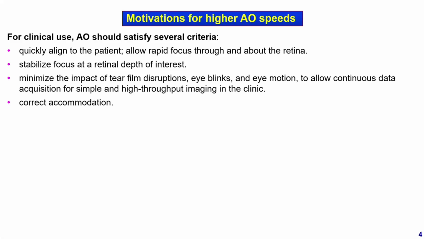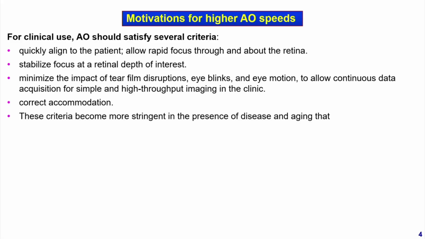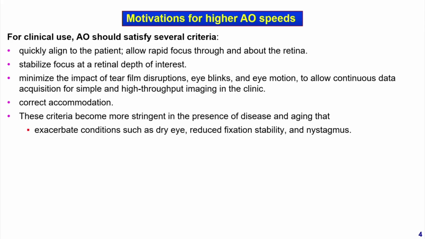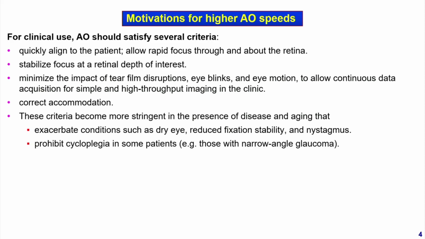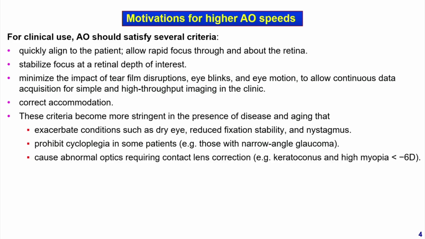It should correct accommodation. These criteria become more stringent in the presence of disease and aging that exacerbate conditions such as dry eye, reduced fixation stability, and nystagmus, prohibit cycloplegia in some patients, such as those with narrow-angle glaucoma, and cause abnormal optics requiring contact lens correction. These conditions necessitate higher AO speeds, as supported by the data I will show.